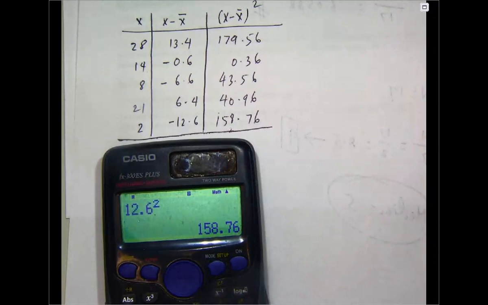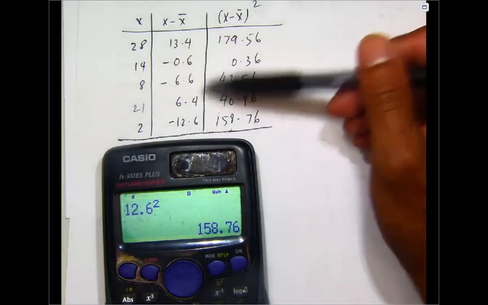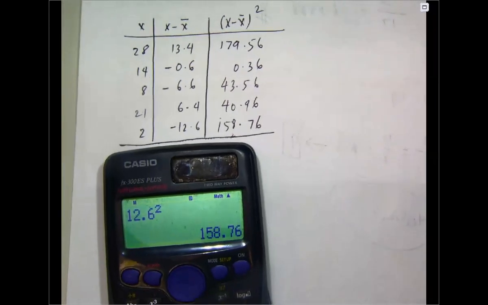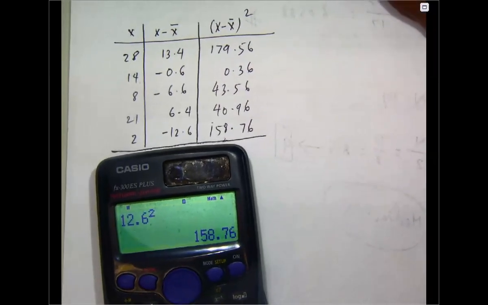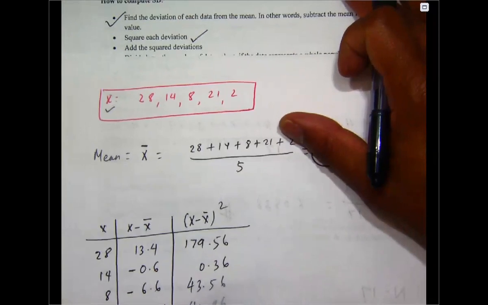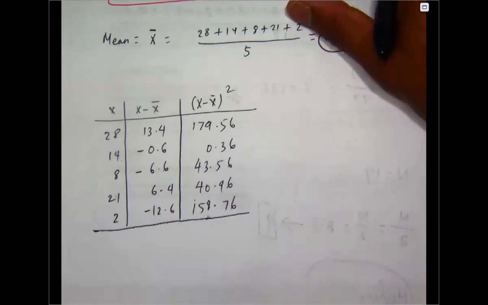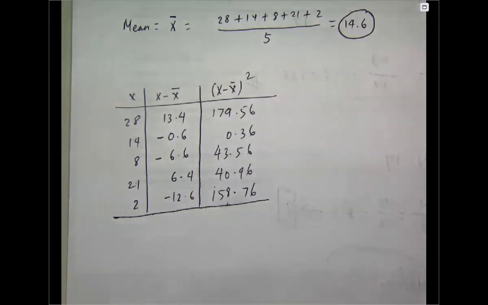So these are the squares of your deviation. Deviation means x minus x bar. The square of that is, you just have to find the square of each of these values. And while doing that, don't round your answer. Good? That's your step 2, square each deviation. That's what we did. Okay. Are you with me?